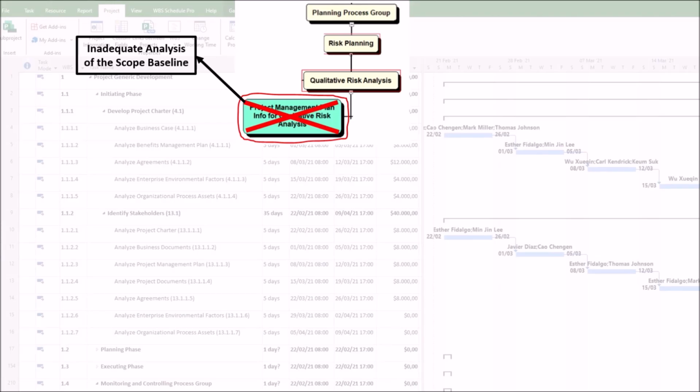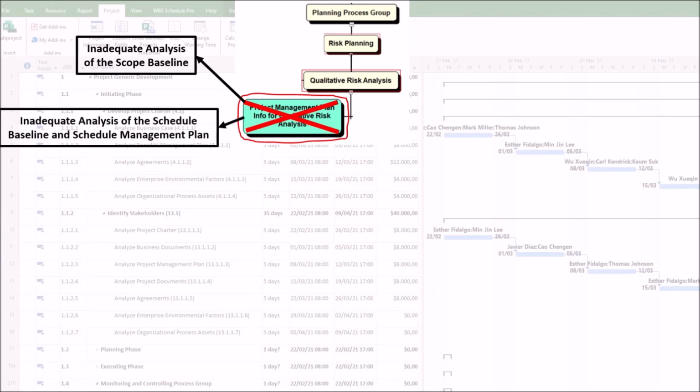If the scope is not well understood or the work breakdown structure is incomplete, it is not possible to systematically ask, what could go wrong with this deliverable or activity? Risks associated with missing elements in the scope are never identified. Furthermore, the scope statement contains constraints and assumptions. Unvalidated assumptions are one of the main sources of latent risks.